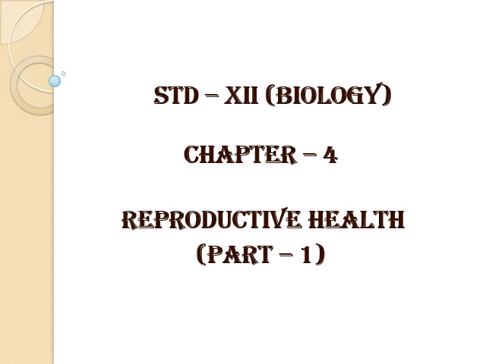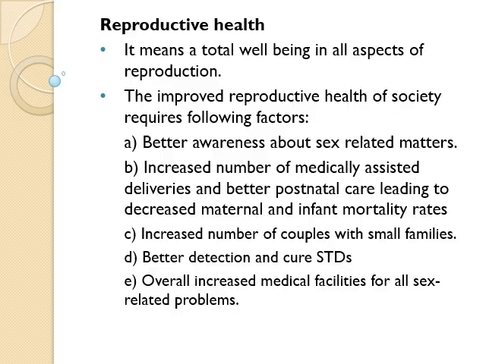In this class, we will see a new chapter, that is reproductive health. Let's see reproductive health. It is generally defined as health and proper functioning of all the reproductive organs and covering all the reproductive aspects. According to WHO, that is World Health Organization, reproductive health means a total well-being in all aspects of reproduction, that is physical, emotional, behavioral and social.